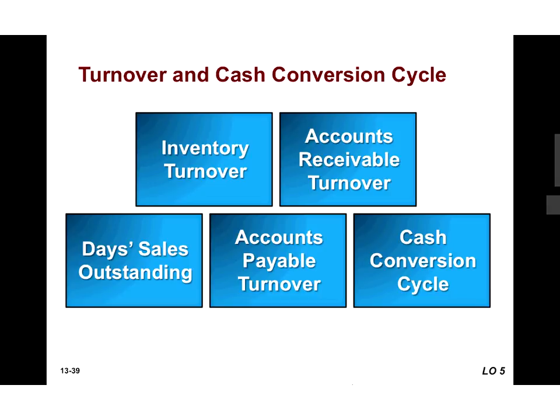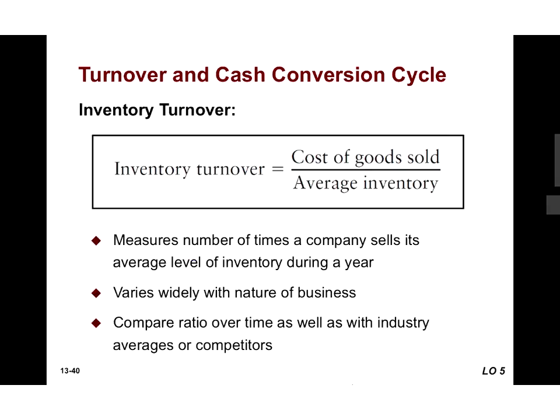Okay, next group of ratios. There's 5 in this group, and they're dealing with turnover and cash conversion cycle. First of all, the inventory turnover. The inventory turnover ratio is a measure of how many times you sell your inventory in a given year. Rule of thumb is the higher the better for inventory turnover.